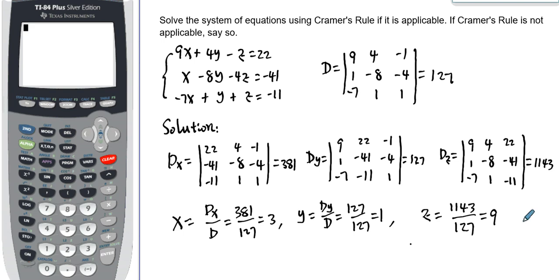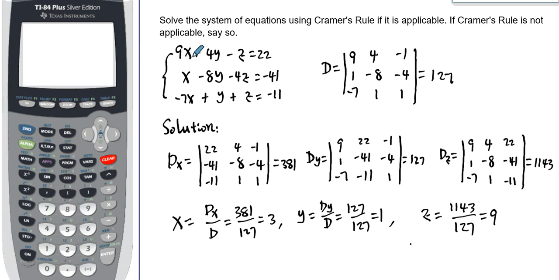In this video clip, we want to solve the system of equations using Cramer's rule if it is applicable. If Cramer's rule is not applicable, we want to say so. Here, this is the linear equation system.